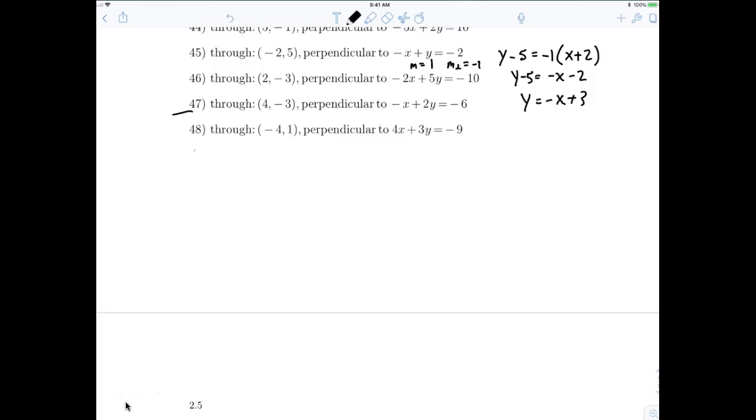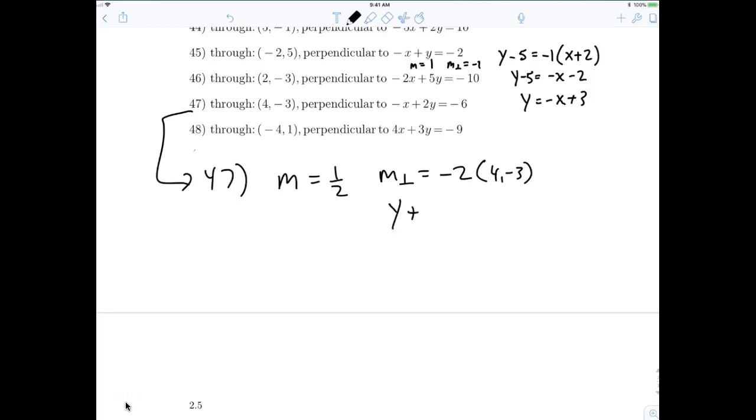For number 47, the slope of that line, practice your mental math, is what? 1/2, I think. Double check yourself now. The slope is 1/2 because you're moving the negative x to make it positive x, and you're dividing by 2. Does everybody agree with that? So now the slope of the perpendicular is just negative 2, and it passes through (4, -3). So go ahead.